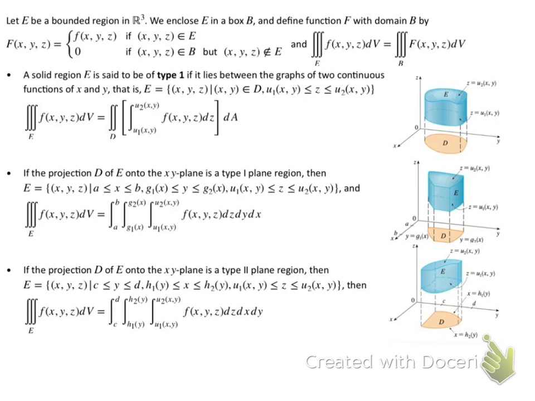Now with this random region in R3, how are we going to convert it into an iterated integral so that we can compute the integral? Again, it's the same idea. So a solid region is said to be type 1 here. Notice this is not a Roman numeral anymore. It's really number 1. Okay, type 1, if it lies between the graphs of two continuous functions of x and y.